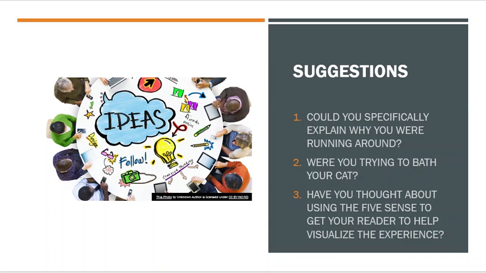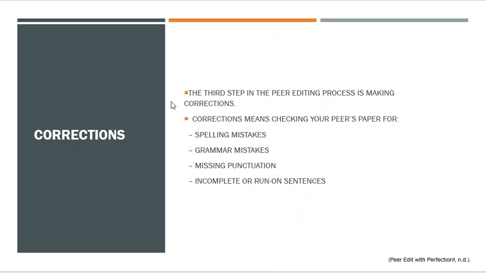Let's look at some example suggestions from the paragraph. Number 1, could you specifically explain why you were running around? 2, were you trying to bathe your cat? 3, have you thought about using the 5 senses to get your reader to help visualize the experience? The third step in peer editing process is making corrections. Corrections means checking your peer's paper for spelling mistakes, grammar mistakes, missing punctuation, and incomplete or run-on sentences.